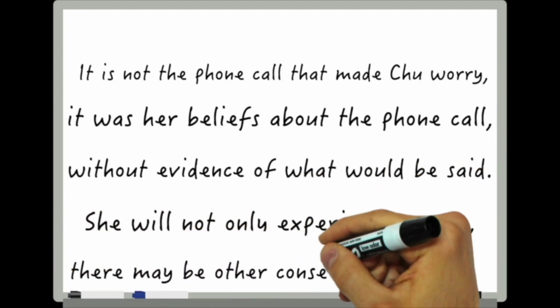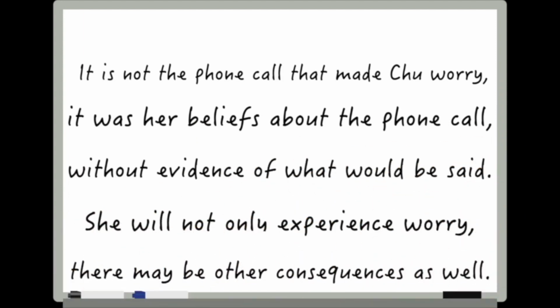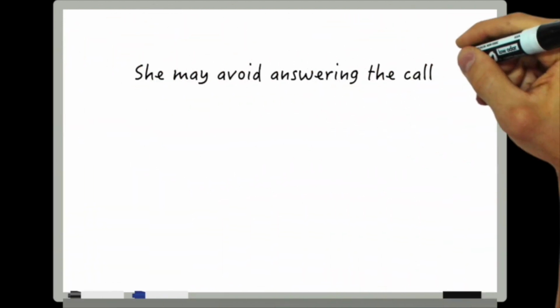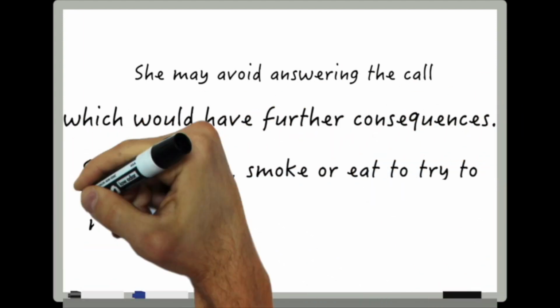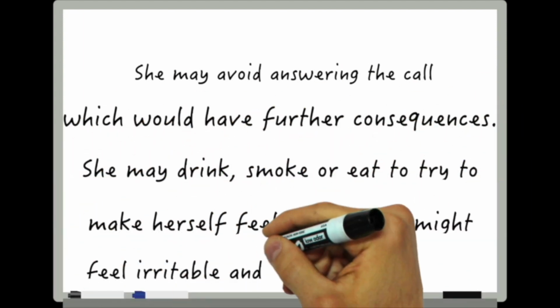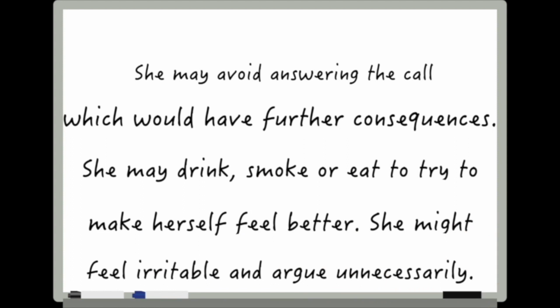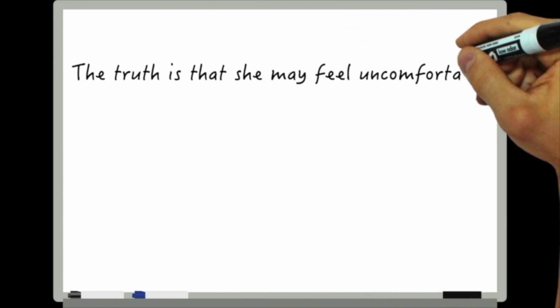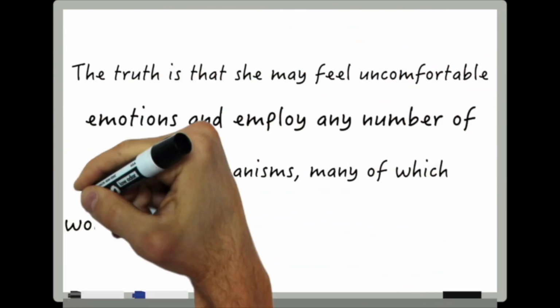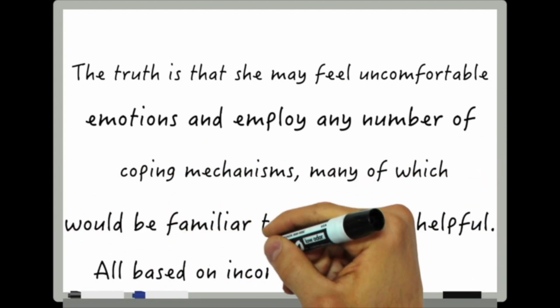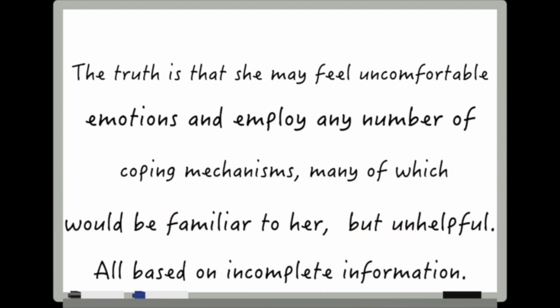She will not only experience worry, but there may be other consequences she'll suffer as well. She may avoid answering the call altogether, which would have further consequences if she's ignoring her health. She may drink, smoke, or eat to try to make herself feel better. She might feel irritable and argue unnecessarily. The truth is that she may feel uncomfortable emotions and employ any number of coping mechanisms, many of which would be familiar to her, but unhelpful, and all based on incomplete information, as she hadn't even answered the phone call.